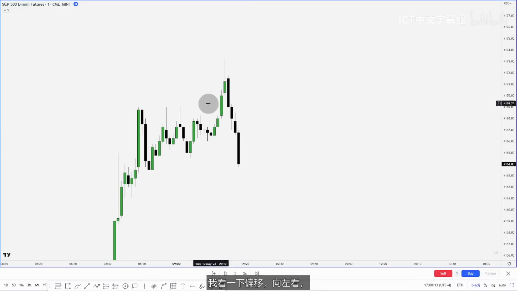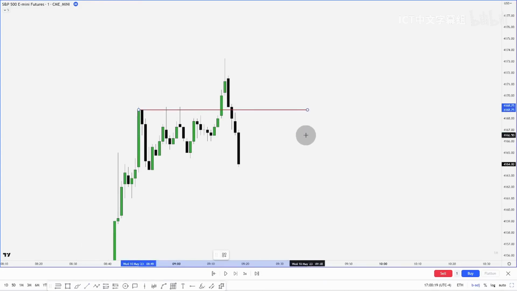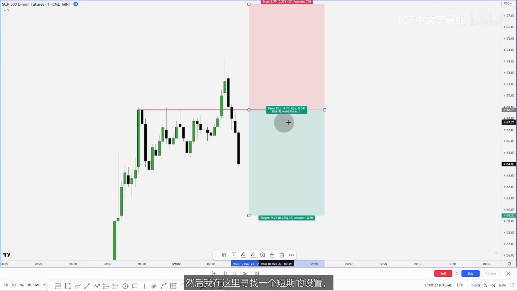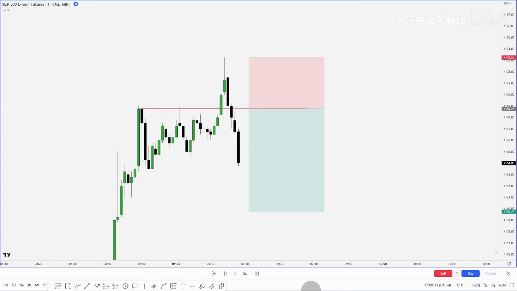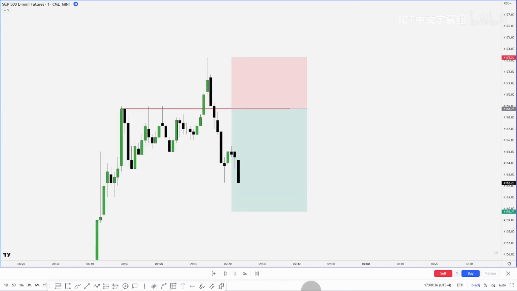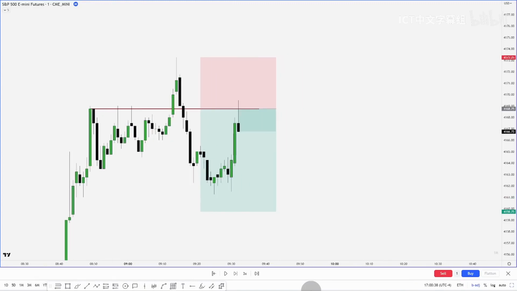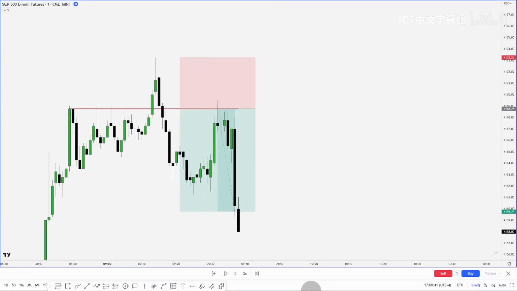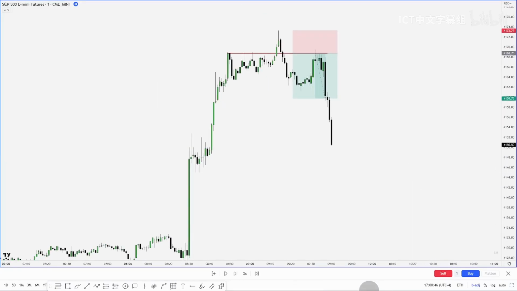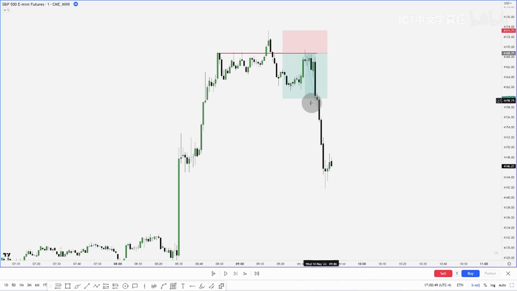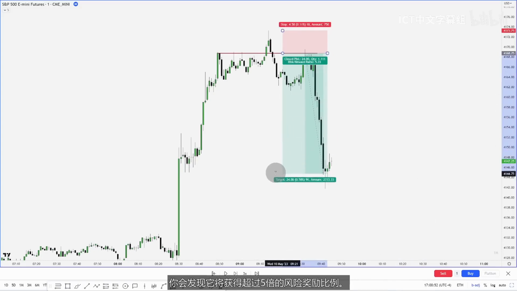I go to the displacement, I look left, which highs were ran. I will use the highest bodies, and then I am looking for a short setup right here, a stop on this high, and then looking for the other side of the range, or in this case, I'll just go for 2R before runners. And there we go. We get the move, and you can see how this dropped back down. And if we let it keep playing, you can see that would have given just over 5R.